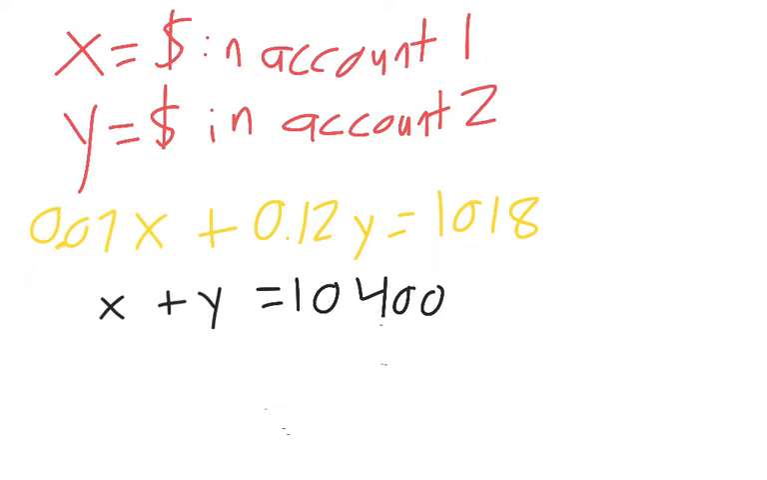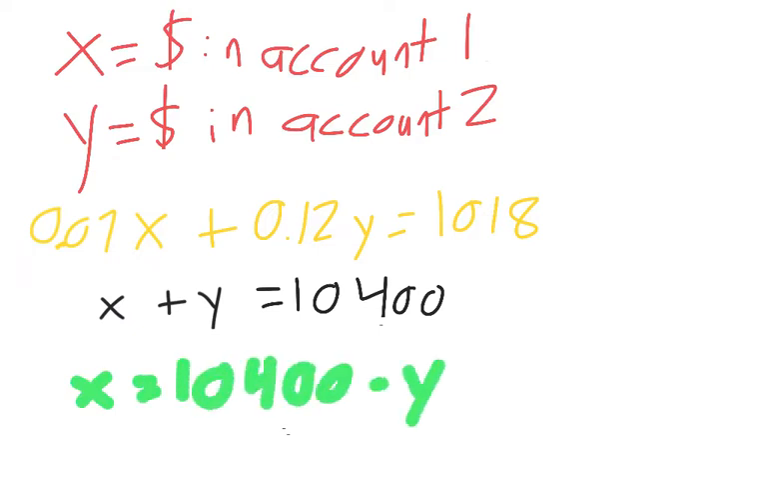So if I use substitution, I'm going to take the second equation, solve it for x. So x equals 10,400 minus y.